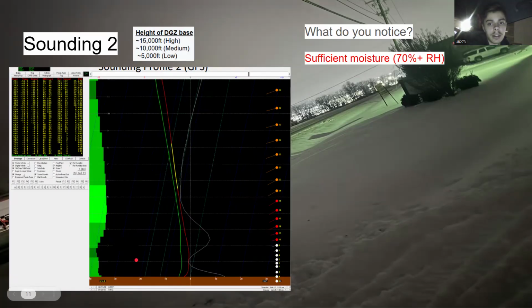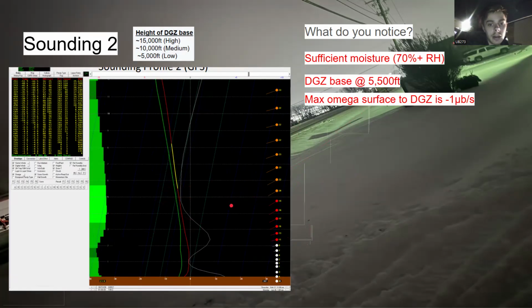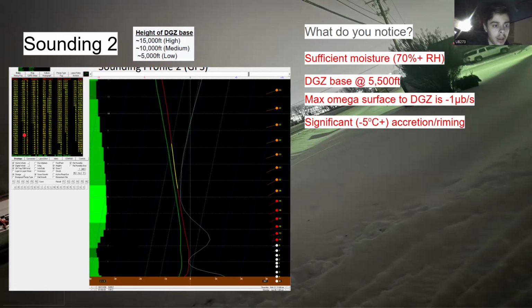Okay, in this situation, we have sufficient moisture, of course. This time the DGZ base is relatively low. It's at 5,500 feet right here. You can see from these values on the side. Not very strong omega values at all this time. Significant accretion or riming is occurring. You can see it work close to the zero line, which tells you that might happen. And you can see right here these values.